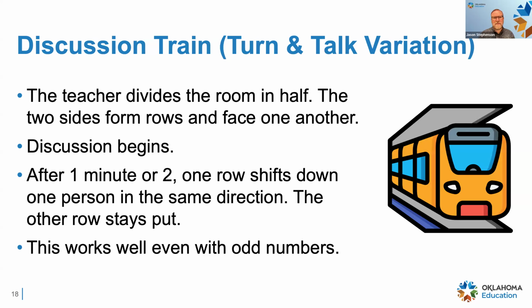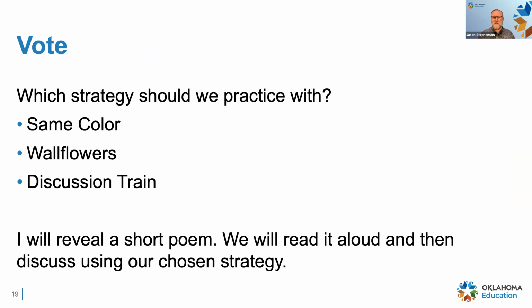And if you wanted to add more spice or variety, if you've got a large number of students, you're not going to be able to get through everyone having the same partner. But instead of saying, okay, we're all shifting down by one, you could say, we're going to shift down 2 people this time, or 3. So everyone's getting a variety of discussion partners, a variety of perspectives, and you can get all of this done in like 10 minutes if you wanted to. So those are the 3 options: same color, wallflowers, or discussion train.